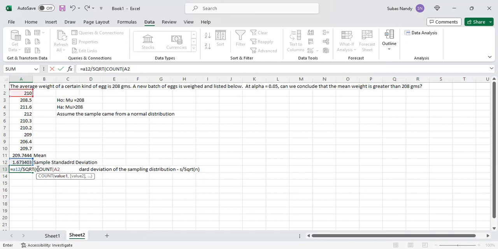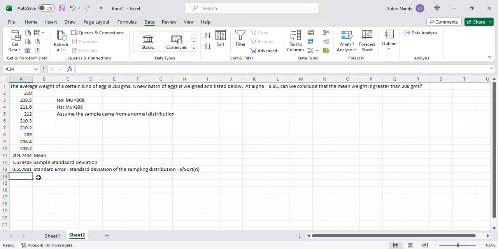Count A2 through A10. What did it do? It counted the sample size, which we know is 8. So we could have done A12 divided by square root SQRT 8. So this is the standard error, or the standard deviation of the sampling distribution.